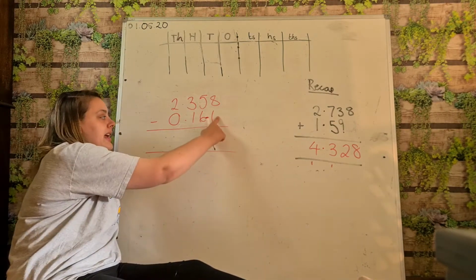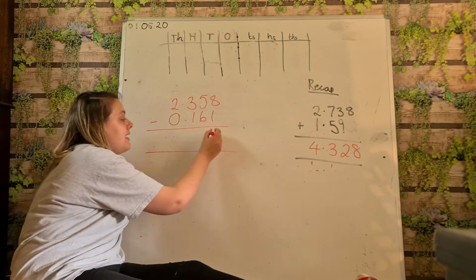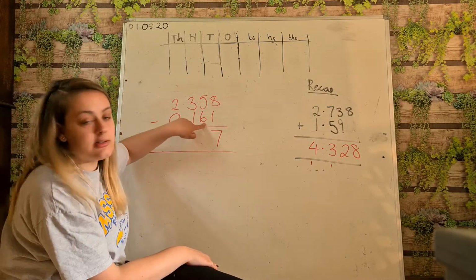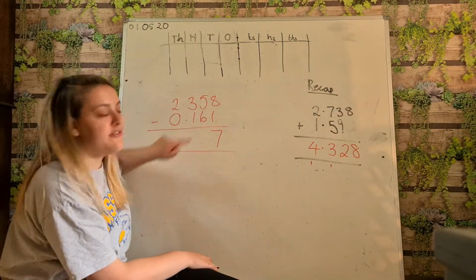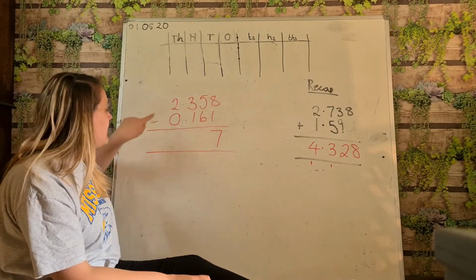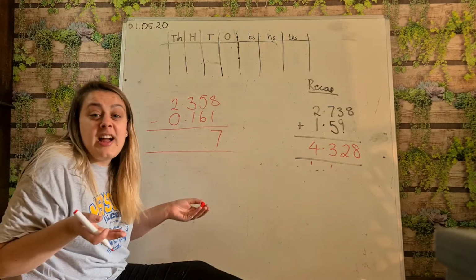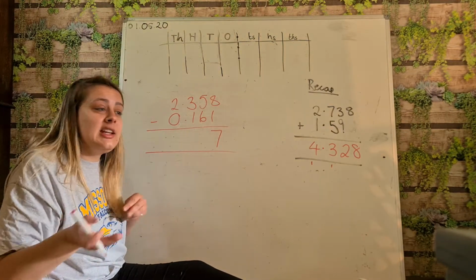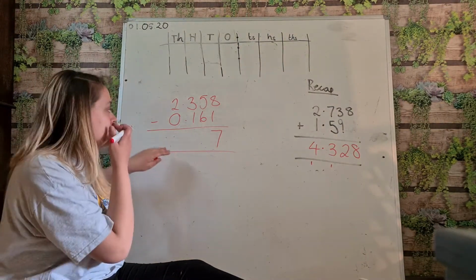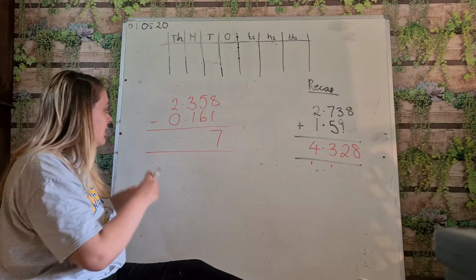So again, we start over here. 8 take away 1 is 7. Brilliant. Now I've got 5 take away 6. Can I just do 6 take away 5? No, I can't. It's asking me to do 5 take away 6. Can I do that? I can go into negative numbers, but in this case, when I'm doing column subtraction, I can't do that, okay?